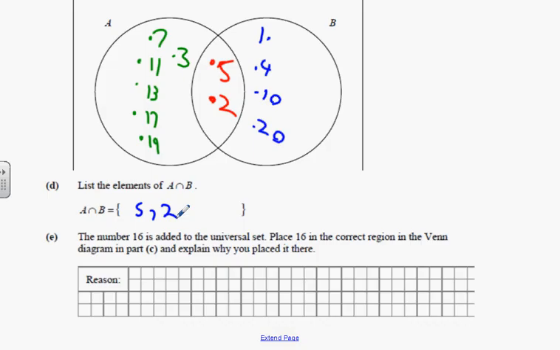What's next then? The number 16 is added to the universal set. Place 16 in the correct region. Is 16 a prime number? No. Is 16 a factor of 20? No. So 16 should go on the outside. Is that right? 16 goes on the outside for what reasons? It's not a prime number, and it's not a factor of 20. They are the two reasons.